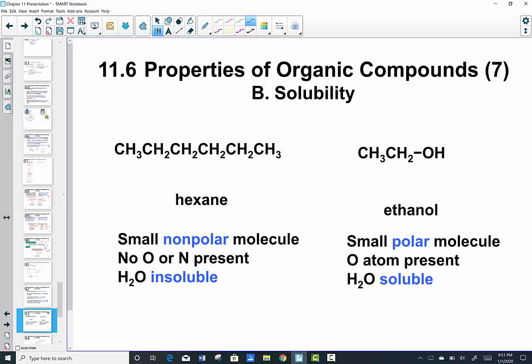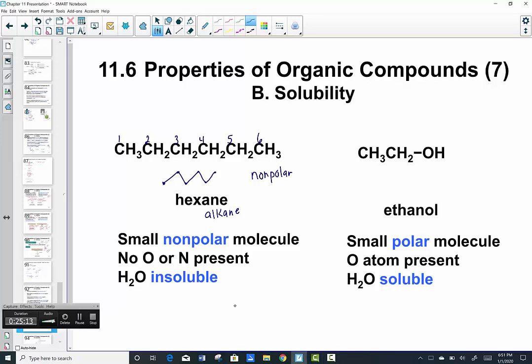Likes dissolve likes. Here we have a 1, 2, 3, 4, 5, 6 carbon chain. It's all single bonds, so we know it's an alkane. 1, 2, 3, 4, 5, 6 would be its line structure. This is a nonpolar molecule because every single bond is nonpolar. Would this be water soluble?